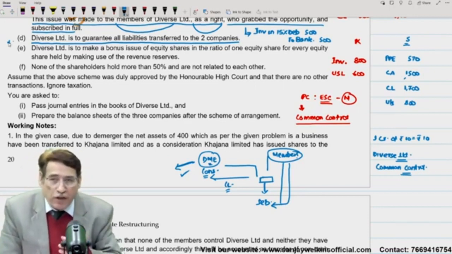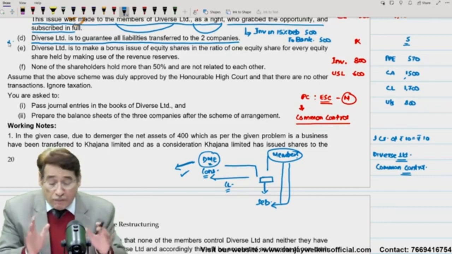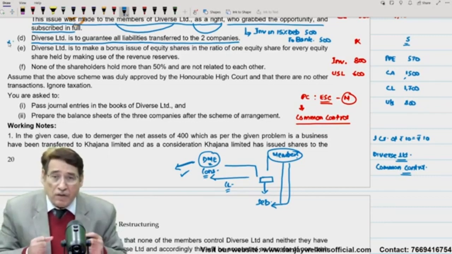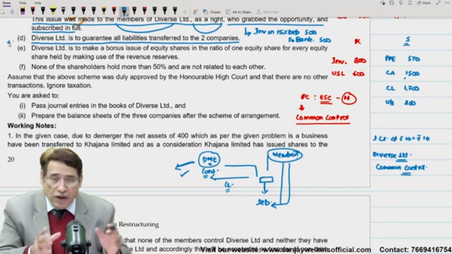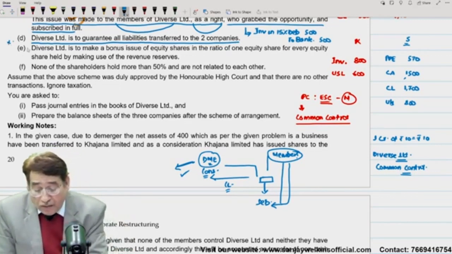Just a moment ago, I told you, if I am the organization and two new companies are taking over my assets, and besides that, liabilities also, so I will stand as a sort of guarantee to the transferred entity. Is it clear to you or not? Then, although it is not needed, it is always implied.